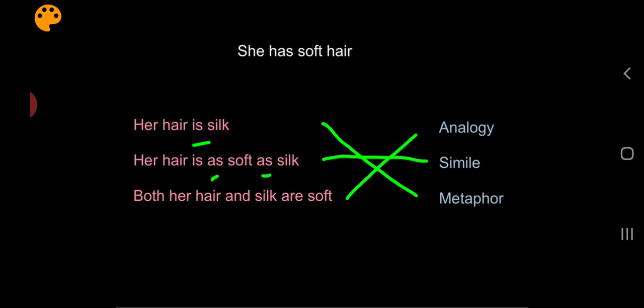So all of these terms are comparing two things. Simile is a more specific situation because it's using like or as, and metaphor is saying something is the other thing, and analogies are just saying that these two things are basically the same. They all kind of mean the same thing. It's still two things. There's still a comparison, but they're just slightly different.